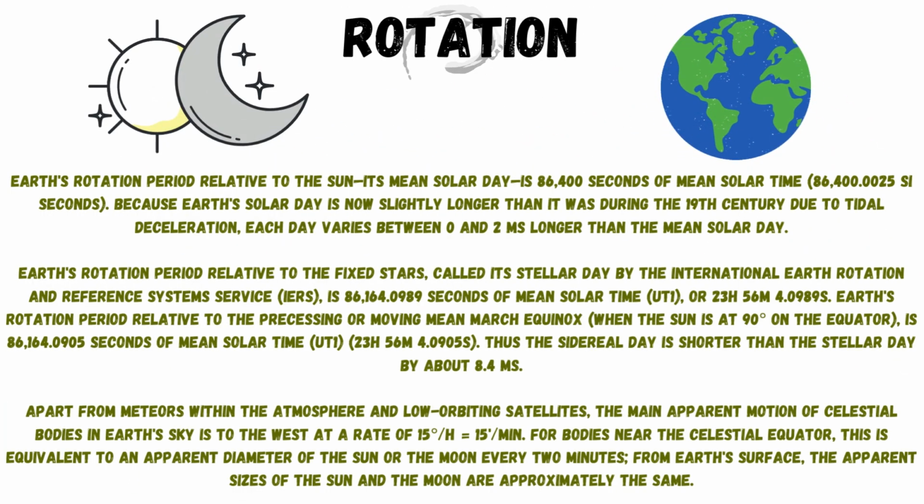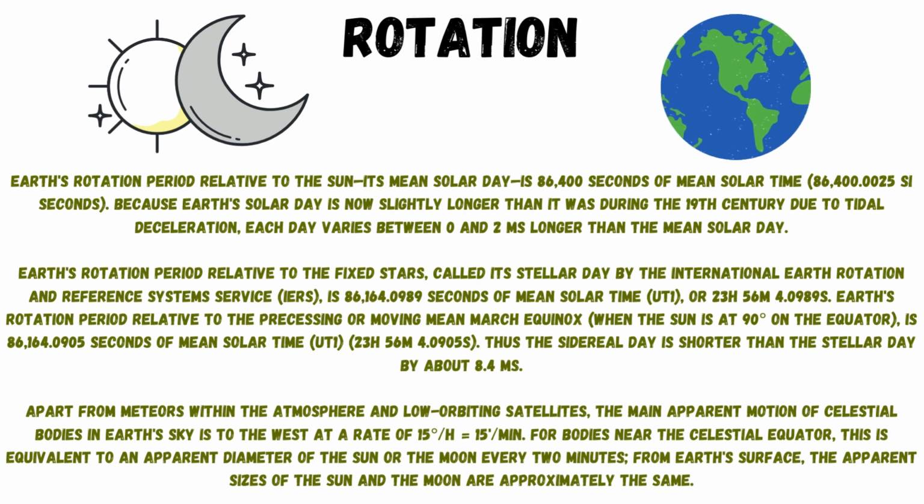Rotation. Earth's rotation period relative to the Sun, its mean solar day, is 86,400 seconds of mean solar time, 86,400.0025 SI seconds. Because Earth's solar day is now slightly longer than it was during the 19th century due to tidal deceleration, each day varies between 0 and 2 milliseconds longer than the mean solar day.